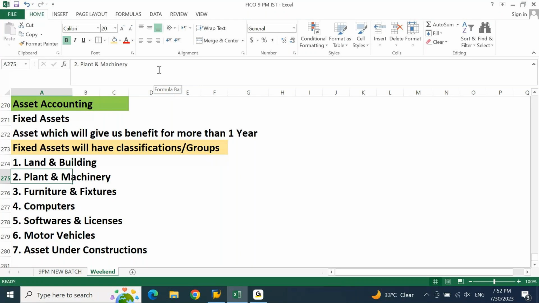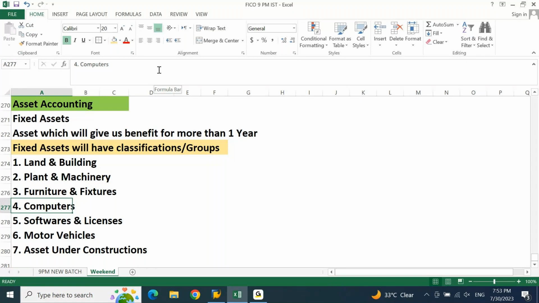Similarly, plant and machinery. Whatever plant I have, whatever machinery I have, there will be a name for it. Furniture and fixtures: you need to specify what furniture you are talking about. It may be a chair, a sofa set, a dining table, conference room chairs or a conference table. Computers, I have to specifically mention laptop, desktop, whatever it is. The detailed information will be mentioned according to the class or grouping.